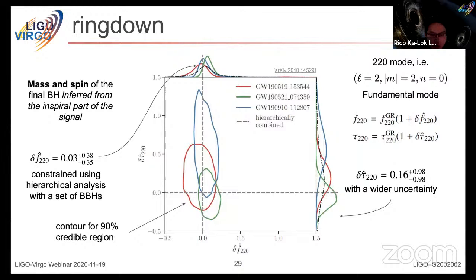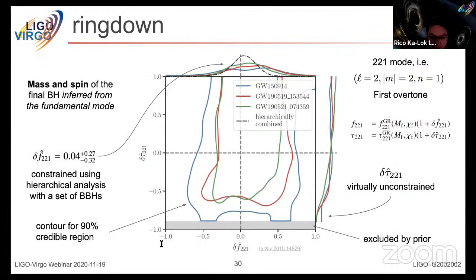Using the hierarchical analysis, we constrain delta f 220 to be roughly 0.03 plus or minus roughly 0.4. And for the damping time, we constrain delta tau 220 to be 1.6 with a wider uncertainty of roughly plus or minus 1, using the hierarchical analysis that we just mentioned. Next slide, please.